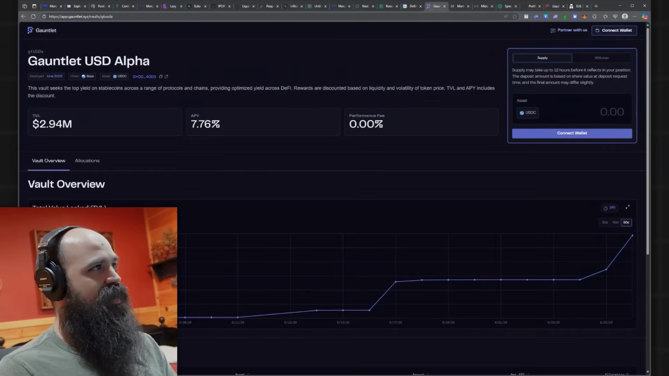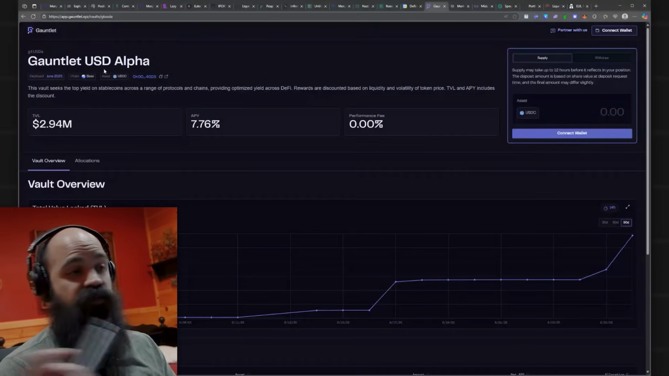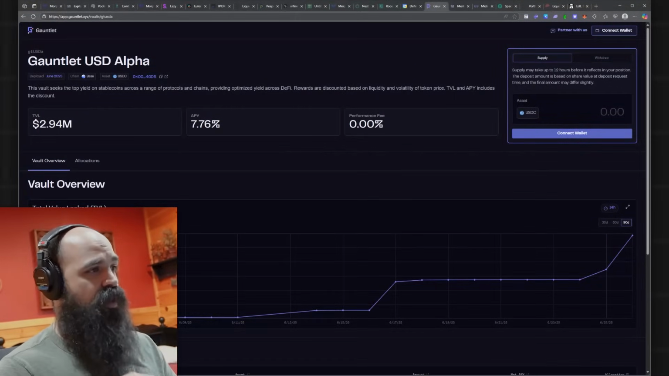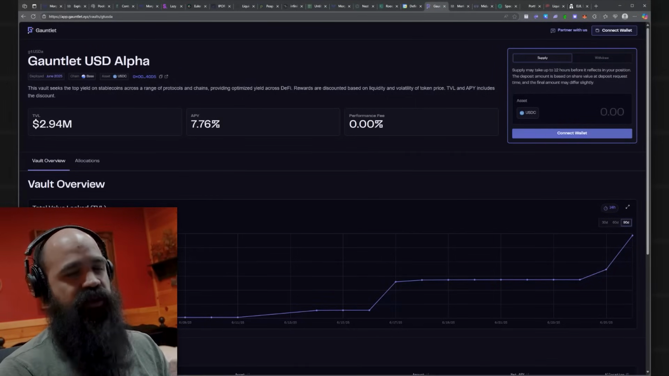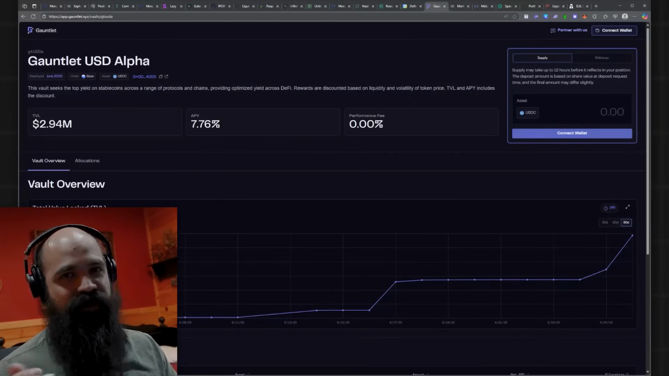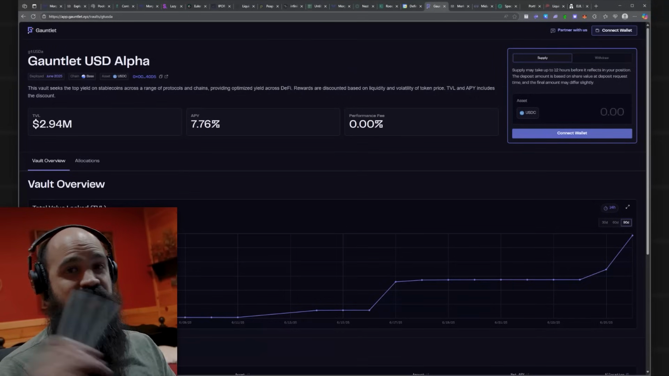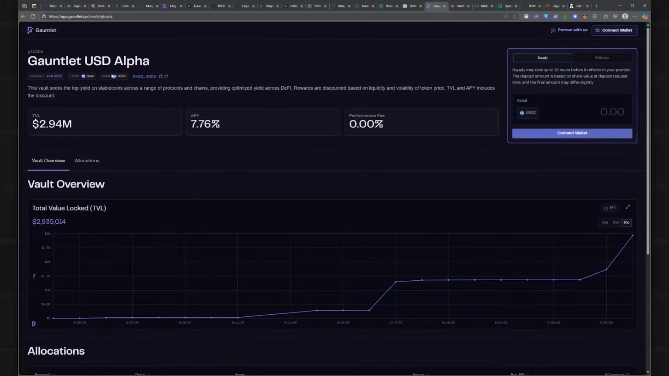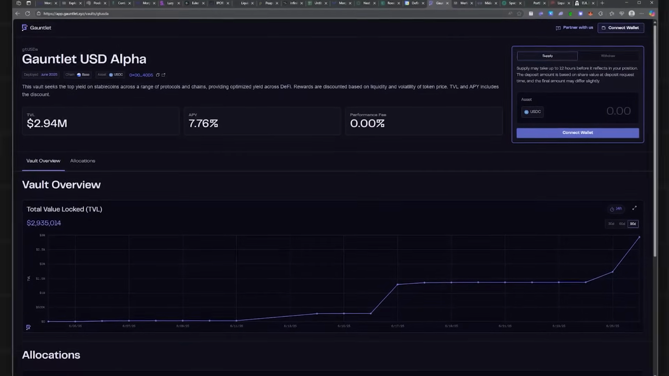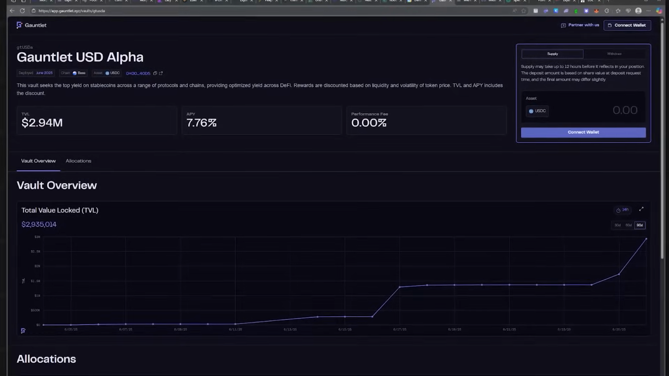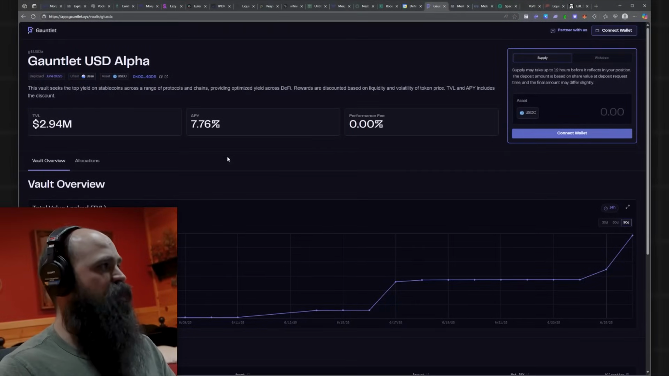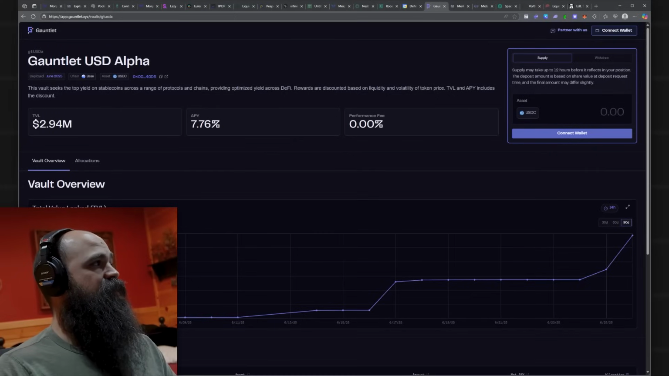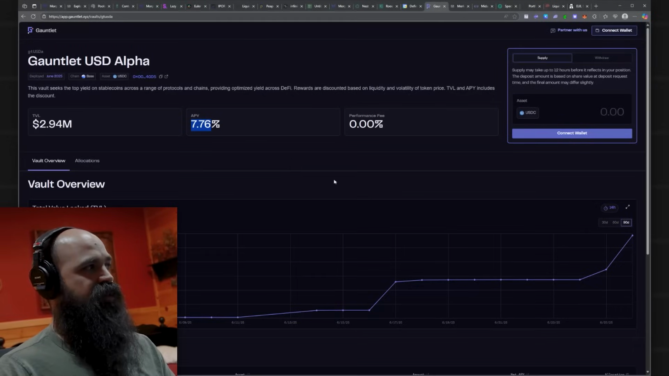Another lend side one I like is the Gauntlet USD Alpha. This is brand new. Gauntlet released this new product called USD Alpha. If you guys know Gauntlet, they're a phenomenal curation team. Yes, they fight with Aave every now and again, but that's not my battle. They're just an amazing curator on Morpho. They're fantastic. They always have just-in-time liquidity available. They have super deep liquidity. And in this Gauntlet USD Alpha, you are getting a 7.76% APY.